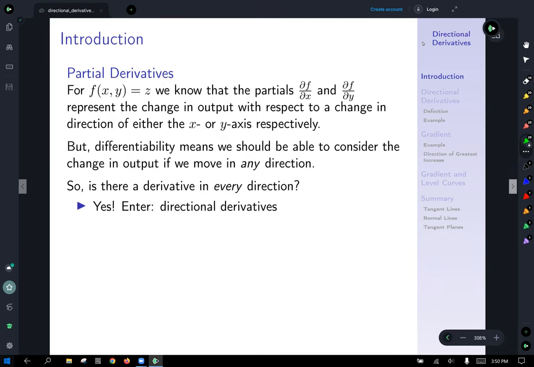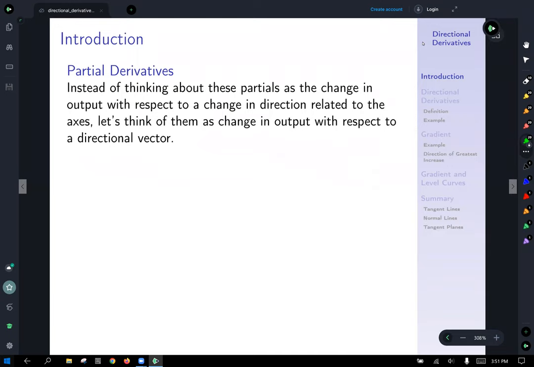Absolutely. Oh, look, I said what was already coming on the slide. Instead of thinking about these partials as the change in output with respect to a change in direction related to the axes, let's think of them as a change in output with respect to a directional vector. Instead of the vectors being in the direction of the axes, this time it's any direction. A vector defines any direction of travel from our point.